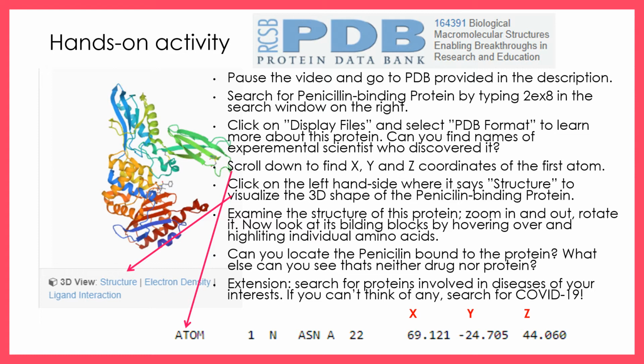Now click on the left-hand side where it says Structure to visualize the 3D shape of the penicillin binding protein. Examine the structure of this protein, zoom in and out, rotate it. Now look at its building blocks by hovering over and highlighting individual amino acids. Can you locate the penicillin bound to the protein? What else can you see that's neither drug nor protein? Now, if you want to challenge yourself, search for proteins involved in diseases of your own interest. If you can't think of anything, why not search for COVID-19?